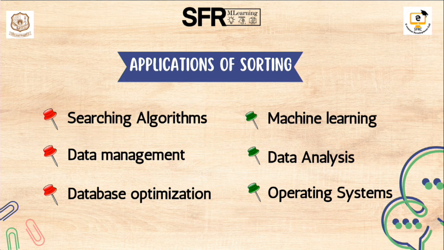Third one is database optimization. Sorting data in a database improves query performance. We pre-process the data by sorting so that efficient searching can be applied. Next one is machine learning. Sorting is used to prepare data for training machine learning models. Next one, data analysis. Sorting helps in identifying patterns, trends and outliers in data sets. It plays a vital role in statistical analysis, financial modeling and other data-driven fields. Next, operating system. Sorting algorithms are used in operating systems for tasks like task scheduling, memory management and file system organization.